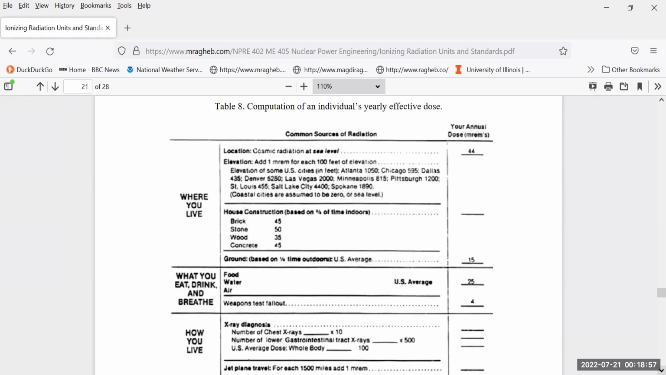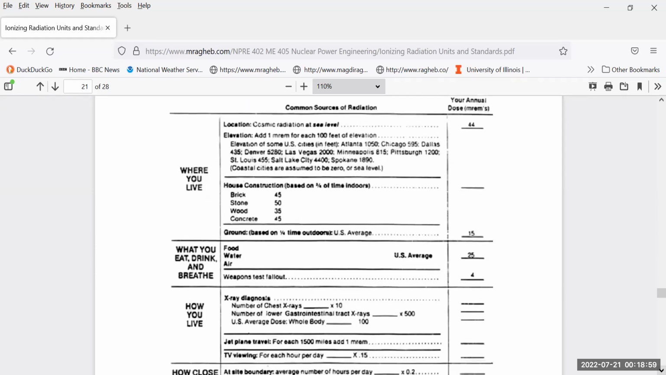This is an interesting table that allows an individual, and you can maybe show it to some of your friends, to calculate how much of a dose of radiation they receive per year, and to compare it to the average that the whole population is getting. As you suggest in that table here, it depends on where you live, what you eat, drink, and breathe, how you live in general. So where you live depends on the location.